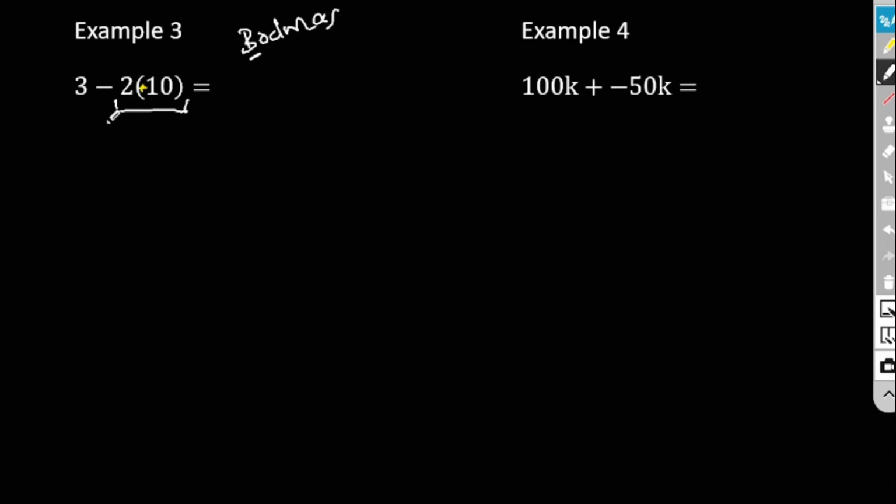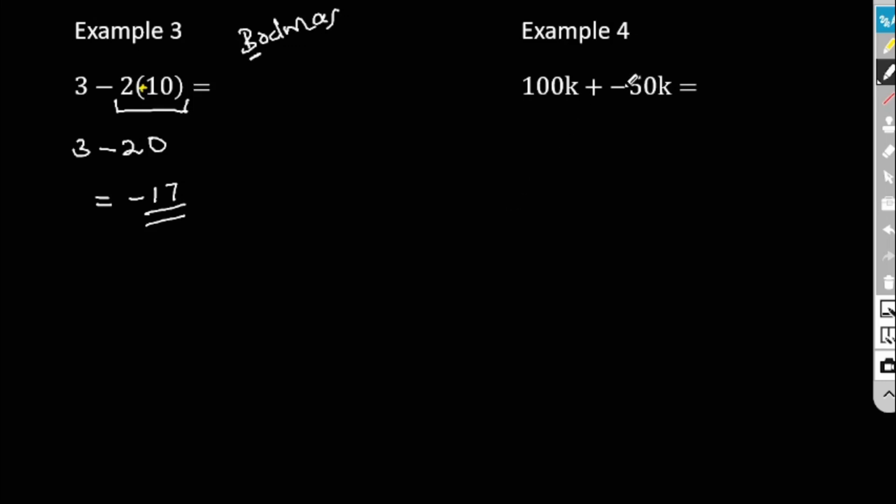To do that, working out the bracket first, I'll have to drop 3. Then this negative times this positive is going to give me a negative sign. Then 2 times 10 is going to give us a 20. Then 3 minus 20 is going to give us a negative 17 as our solution to that example 3.